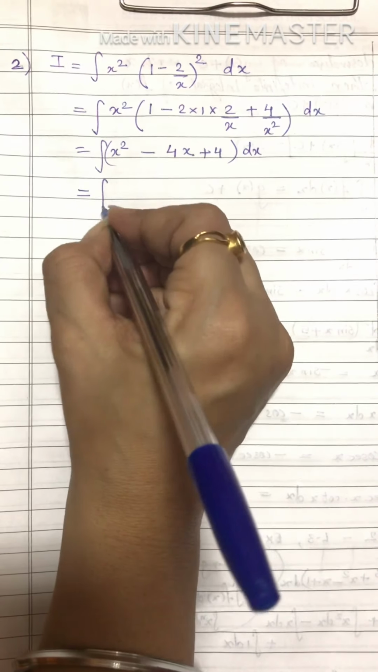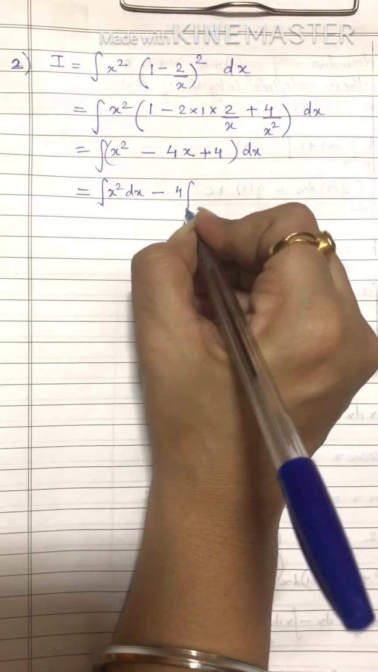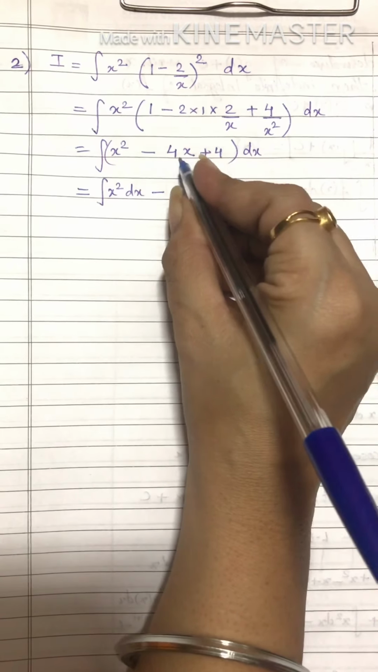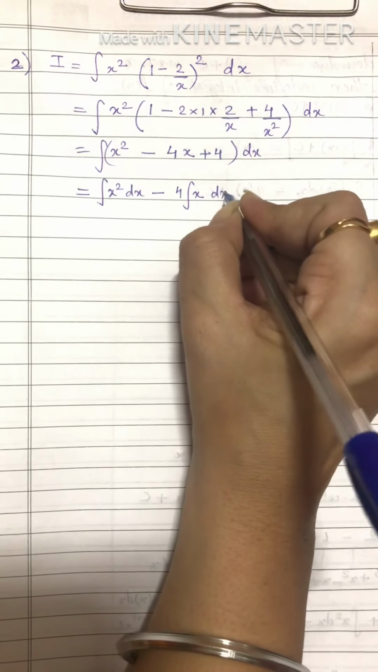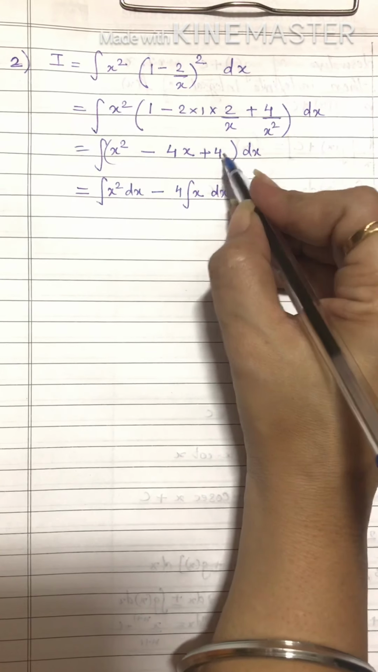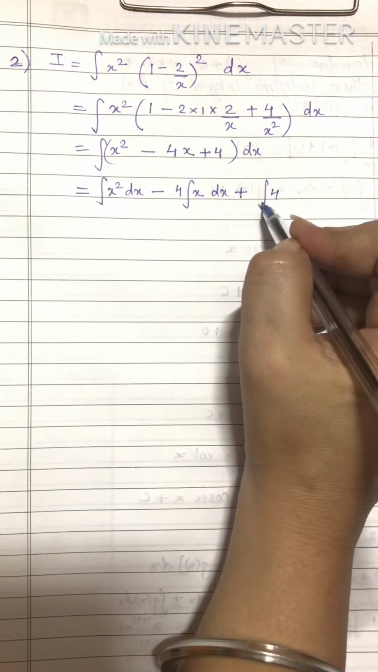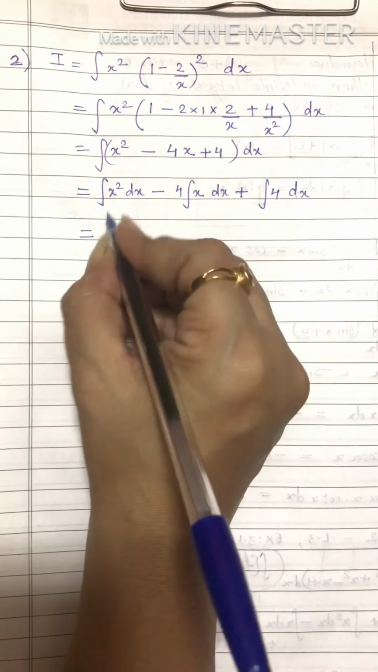So I get next integration x square dx minus, here we get 4 integration x, because this is constant, so that constant we take outside the integral. This is how we write, plus integration, since this 4 is also a constant but there is no variable associated with it, it is written like this, integration 4 dx. Okay, now let's write down the answer.